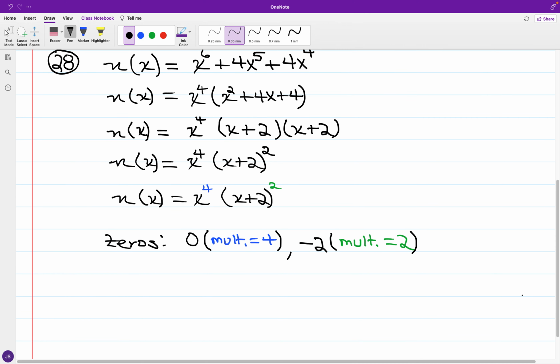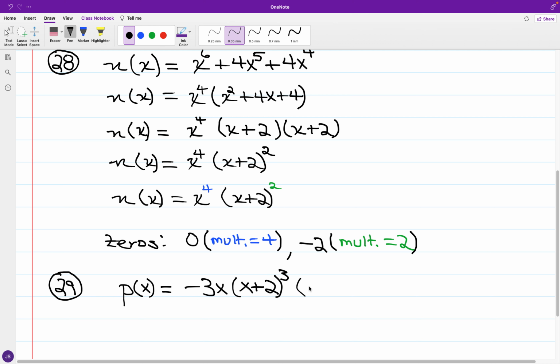Now, for what we have in the next item, this time instead of expanded form, we had the polynomial expressed in factored form. And here we have that y is represented by p of x, and so we have is equal to negative 3 times x, times quantity of x plus 2, raised to the third power, and times the quantity of x plus 4.